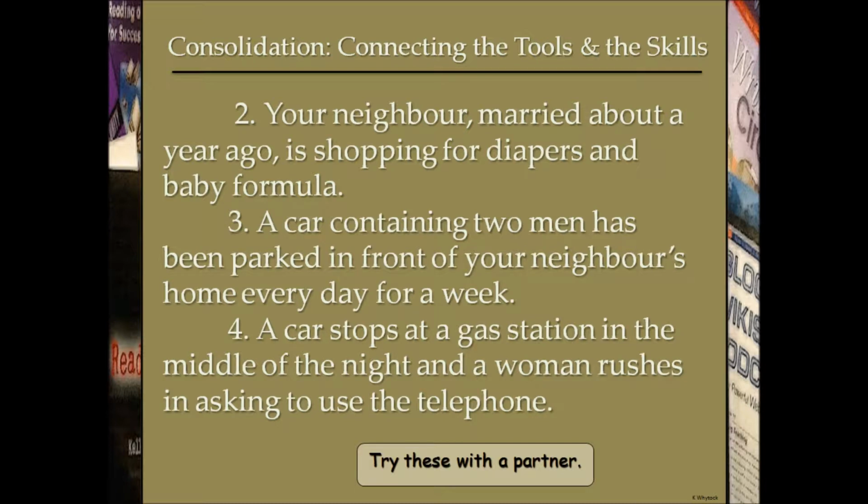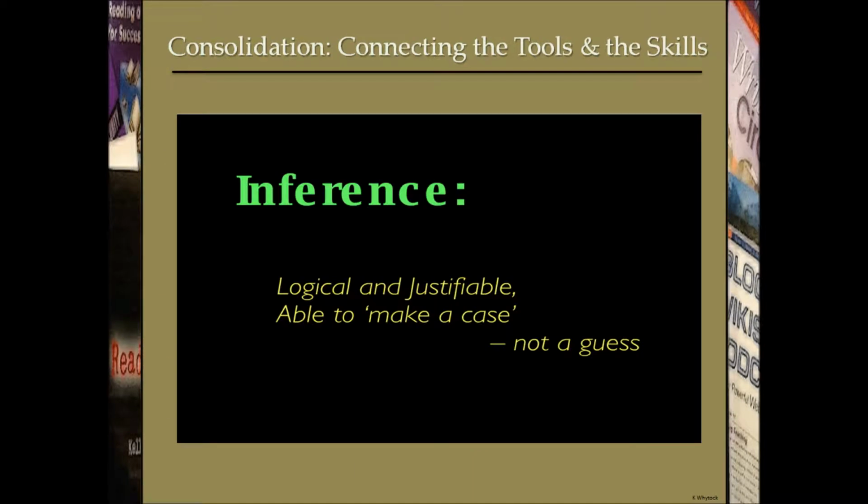So situation number 1, your neighbor, married about a year ago, is shopping for diapers and baby formula. What do you infer? Number 3, a car containing 2 men has been parked in front of your neighbor's home every day for a week. Based on that text, what can you infer? And number 4, a car stops at a gas station in the middle of the night and a woman rushes in asking to use the telephone. So I'll give you about 3-4 minutes. Try these with a partner and see what you can infer from this situation. Okay, that was interesting. Got a lot of different ideas there, but a lot of you were quite aligned in your thinking. Let's talk more about inferencing.